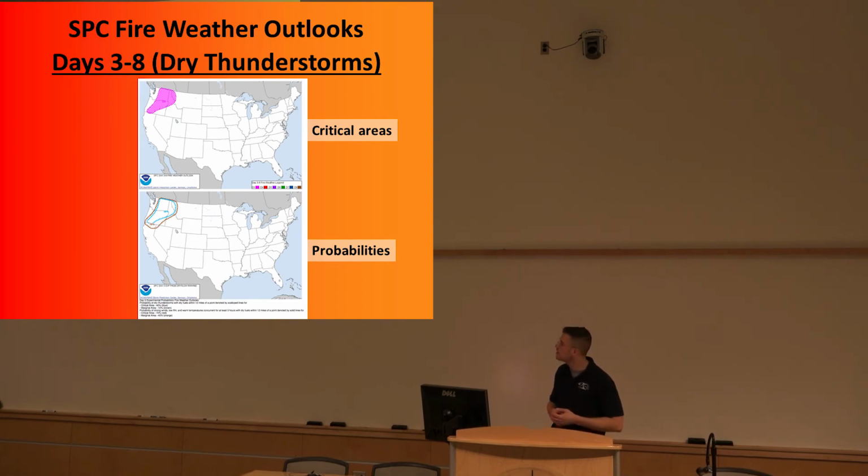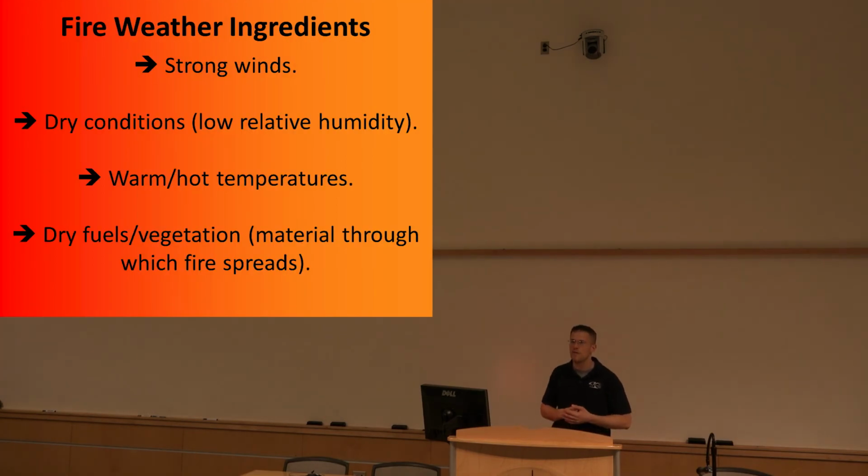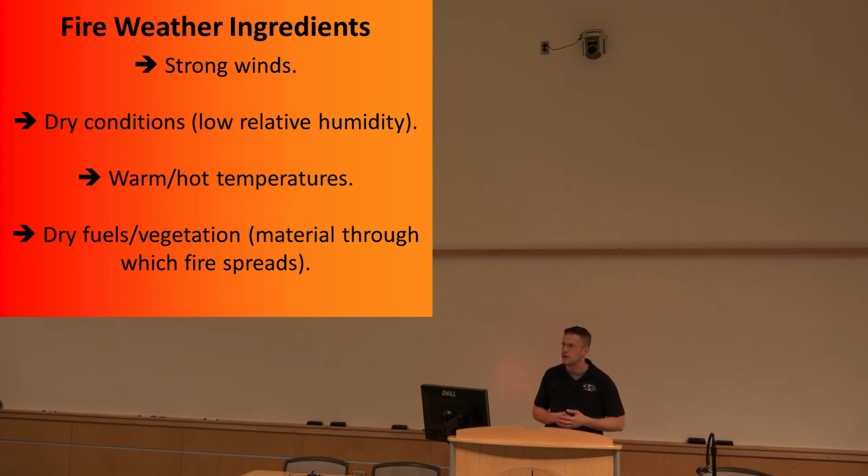And then somewhat analogously, but with correspondingly different probabilities, we'll have critical areas for dry thunderstorms that correspond to 40% probabilities for dry thunderstorms, in this case with a surrounding 10% dry thunderstorm area for this particular example as well. So again, a review of the ingredients for fire weather forecasting we consider for the development of large fires, for substantial fire spread: strong winds, low relative humidity indicating dry conditions, warm or hot temperatures, as well as the presence of dry fuels, vegetation, or effectively the material through which the fires can spread.